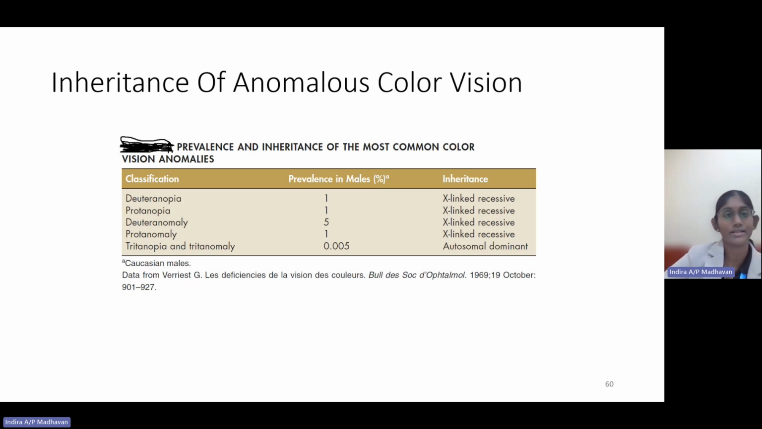And the least prevalent one is obviously the acquired one, tritanopia, because its prevalence is only about 0.005%. As I said, it is autosomal dominant, so it is not a sex-linked gene. It is not carried from one generation to another, and it only occurs when patients have some ocular conditions or when they are taking some drugs which affect the functions of the cones. So the rest is about the same. Deuteranopia, protanopia, and protanomaly have a prevalence of only about 1%. They are all X-linked.